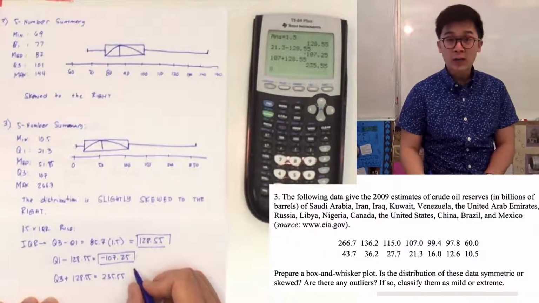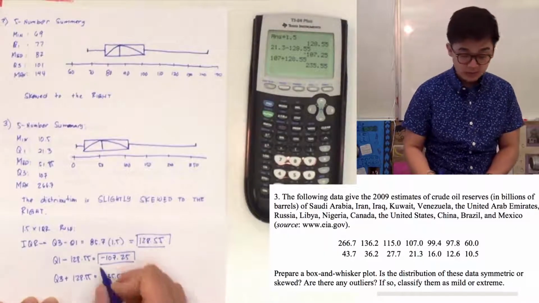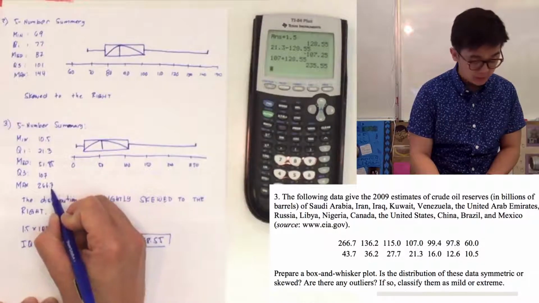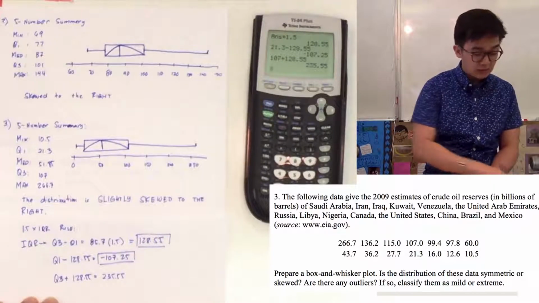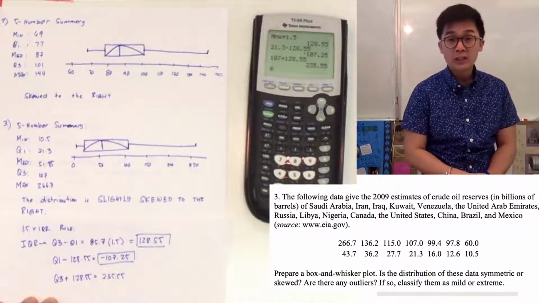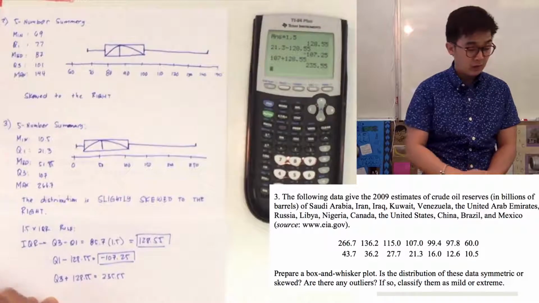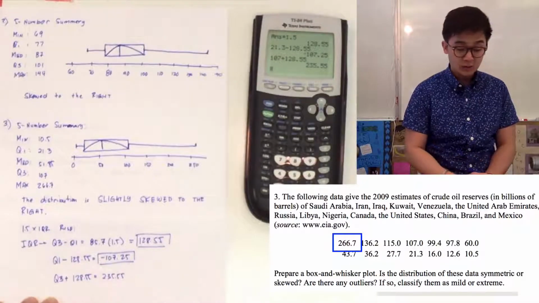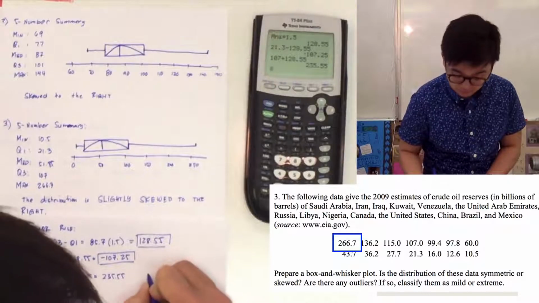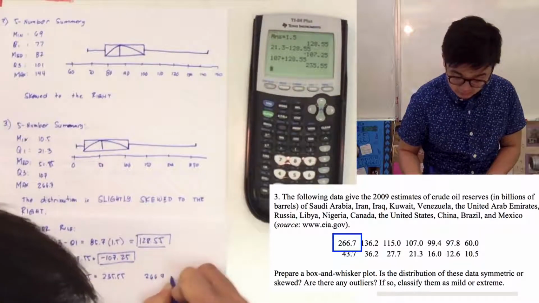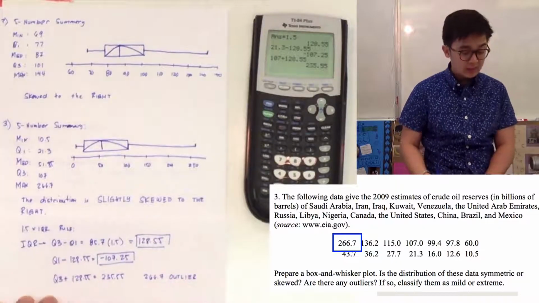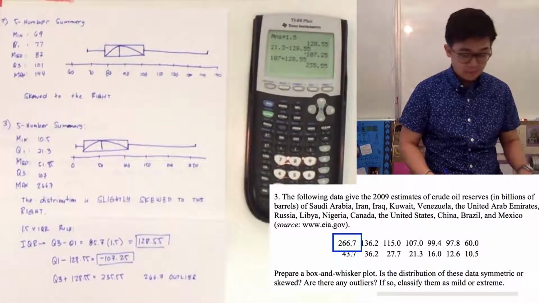That's why we've seen one outlier from our box plot, because the maximum value that we have here is 266.7, and based on the original data set that we have, 266.7 is the only value in the given values that is more than 235.55. Therefore, 266.7 is considered to be an outlier in this data set.